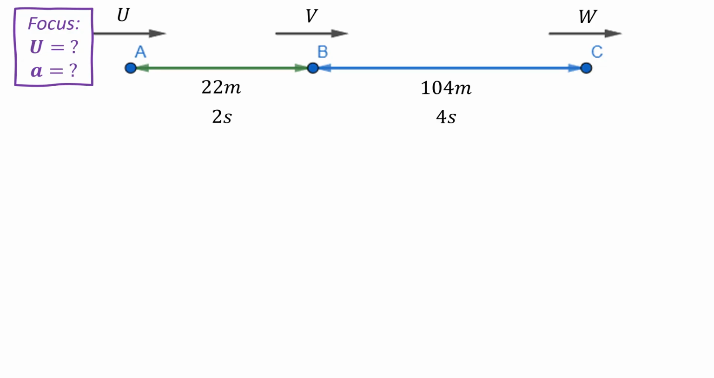We're looking for the speed of the car as it passes through the point A, and we're looking for the acceleration. And this is helpful for me because otherwise I'm looking at the problem and I'm thinking, I've got U, V, W, A, that's 4 different unknowns.